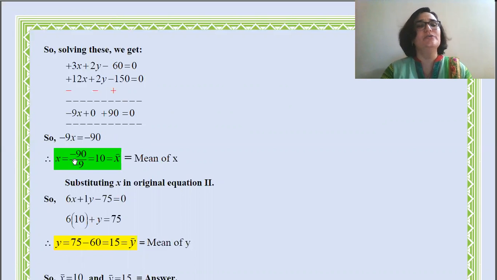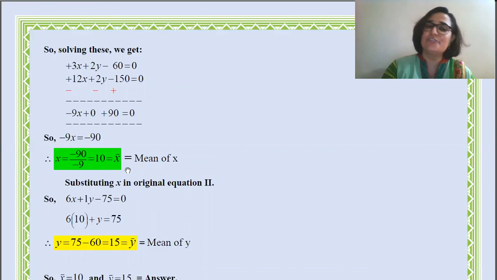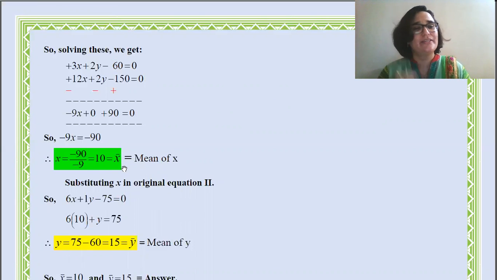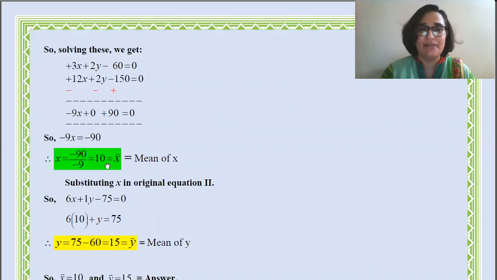X is equal to minus 90 upon minus 9, minus minus plus. What is the value of x bar? X is equal to x bar. हमने अभी डिस्कस किया, according to the property, according to the lines intersecting with each other. याद आया? Right, exactly that point. So x bar is also equal to 10. X की value 10 and 10 is equal to the mean x bar. Very good.